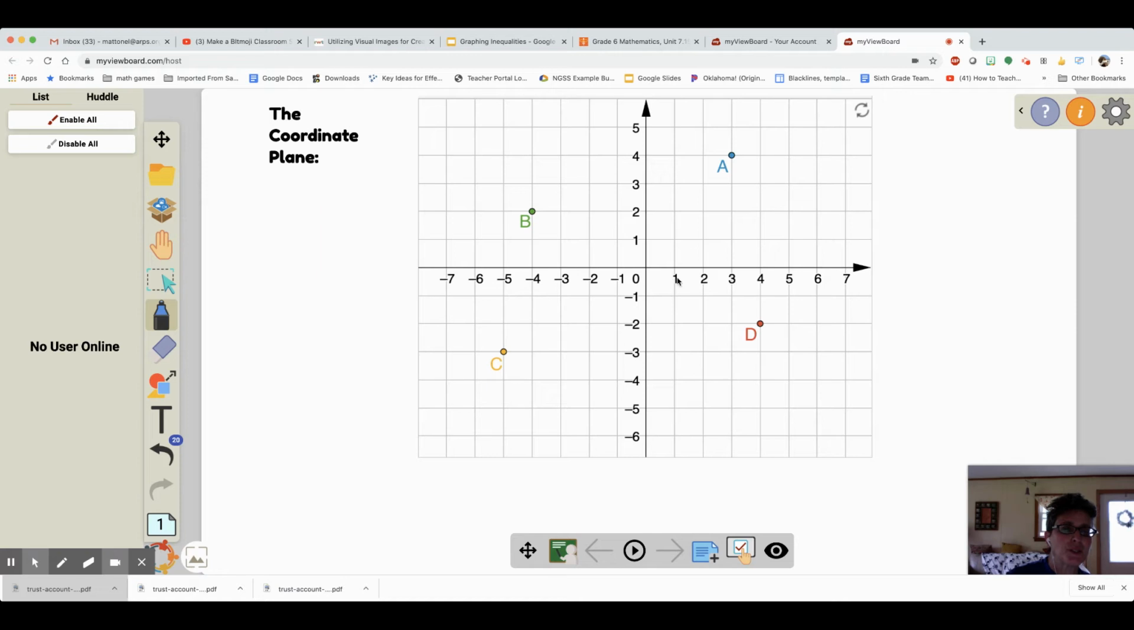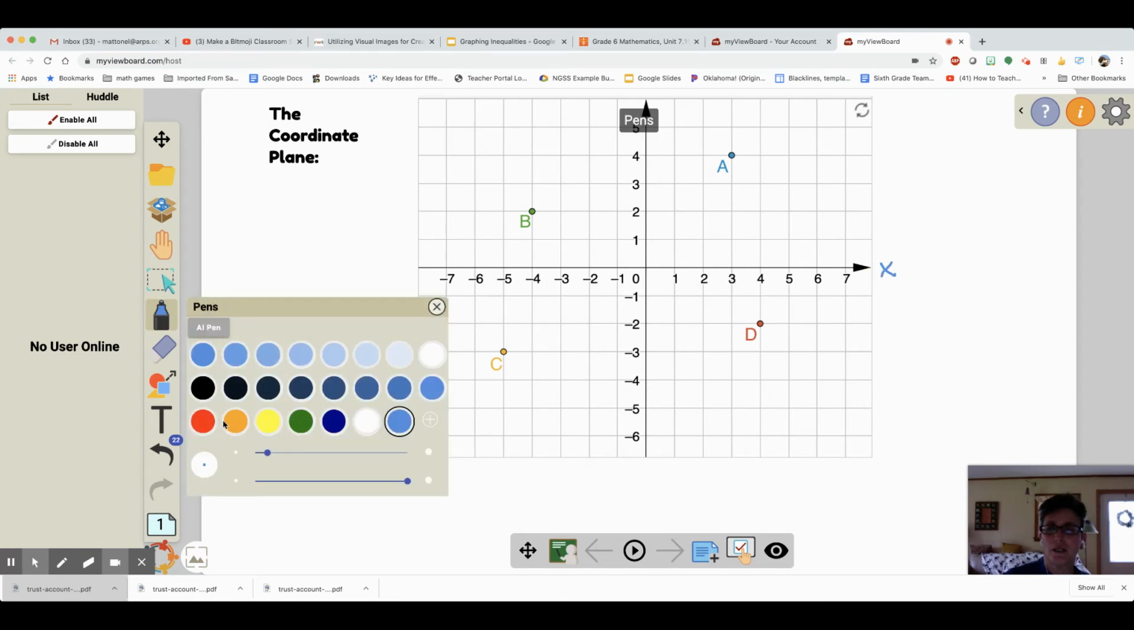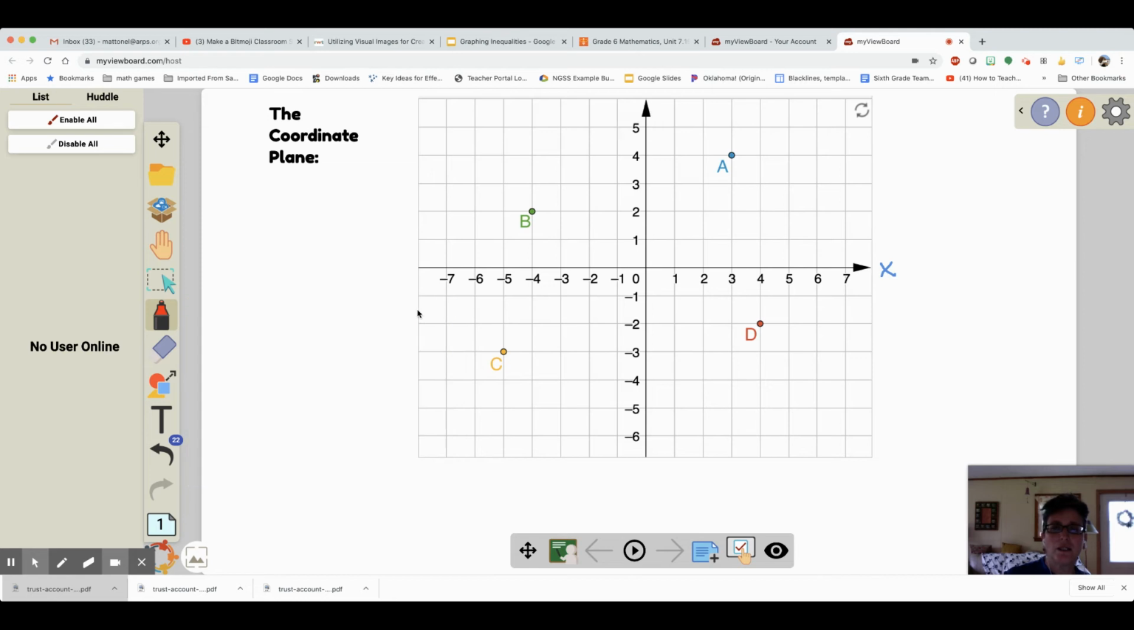If you'll notice, it goes 1, 2, 3, 4, 5, 6, and all of these numbers going up and going down. This is the x-axis. And this vertical one is the y-axis. Now, the x-axis going to the right will always be positive. The y-axis going up will always be positive. Going to the left after 0, you're negative, and below 0 going down is also negative.